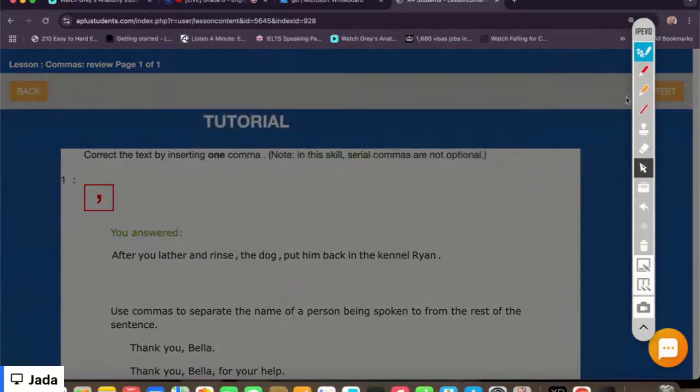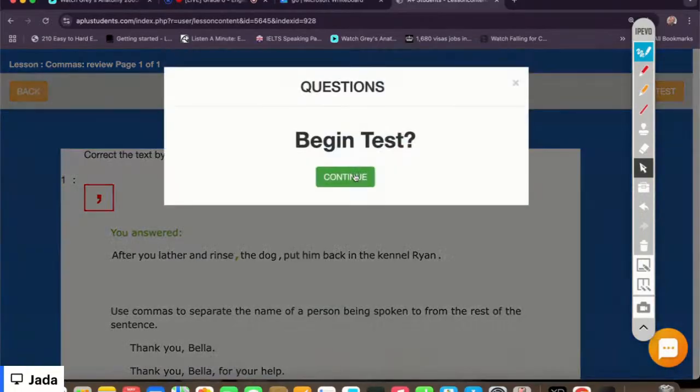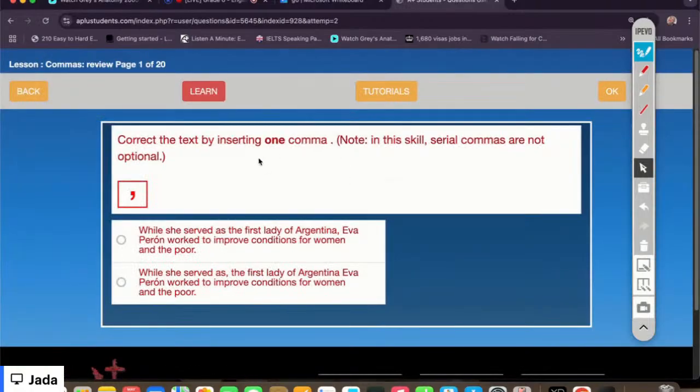So we will just move on to the test and you can share your answers with me if you know them. Okay? So we have: correct the text by inserting one comma. Note that in this skill, serial commas are not optional. So we have, while she served as the first lady of Argentina, Eva Perón worked to improve conditions for women and the poor. So is it the first or the second?